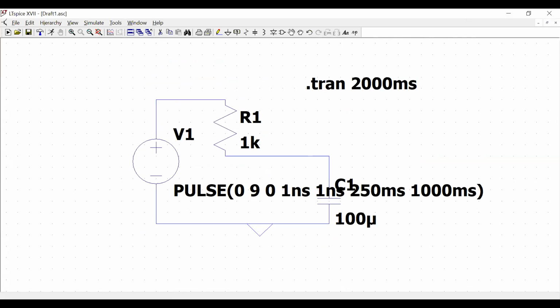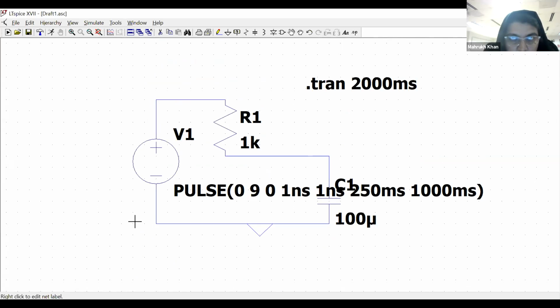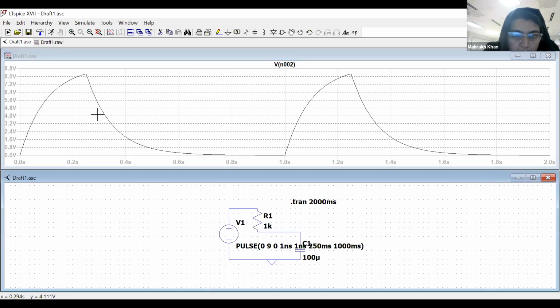It won't be fully charged. That's a good observation. Let's see. See what is happening here: we have given it less time to charge but more time to discharge. So it did not charge fully, but it discharged to 0 voltage. That's fine.